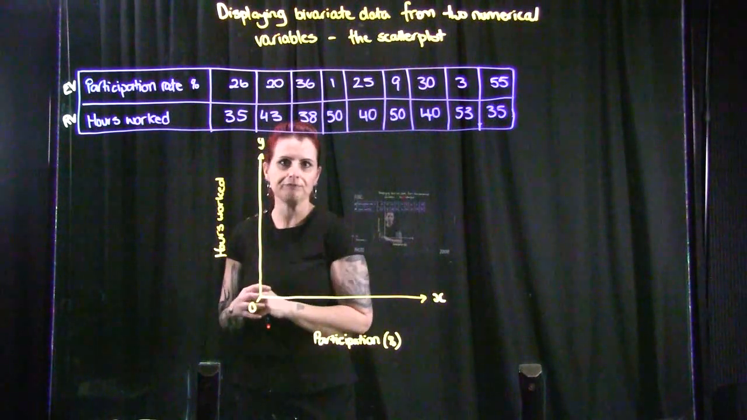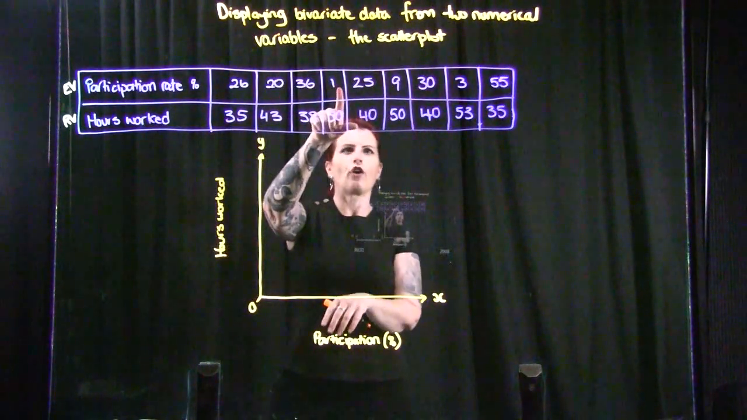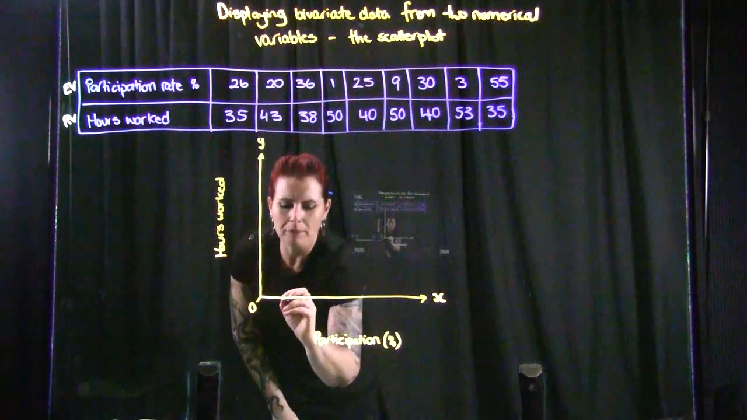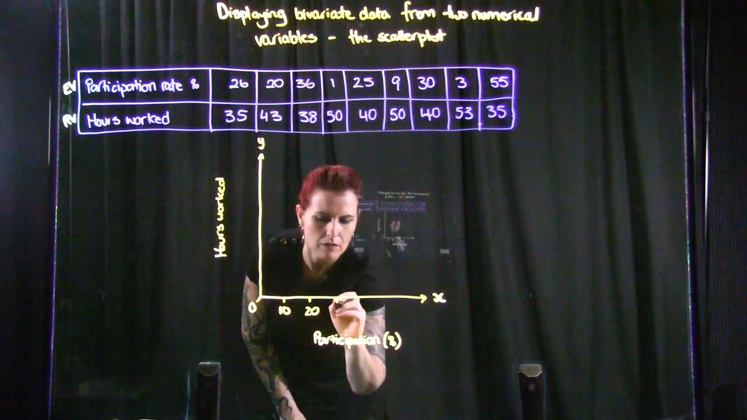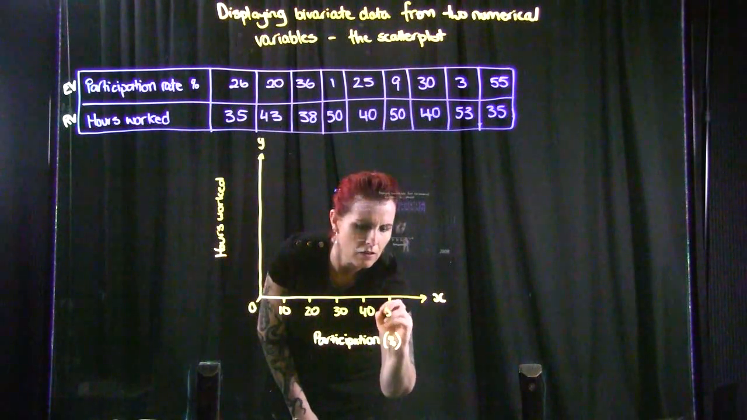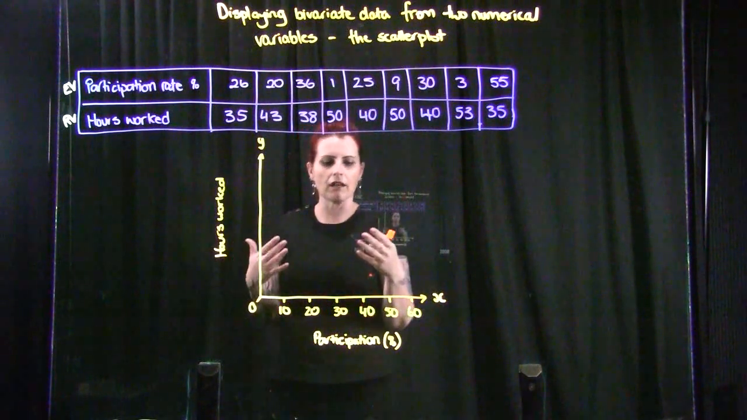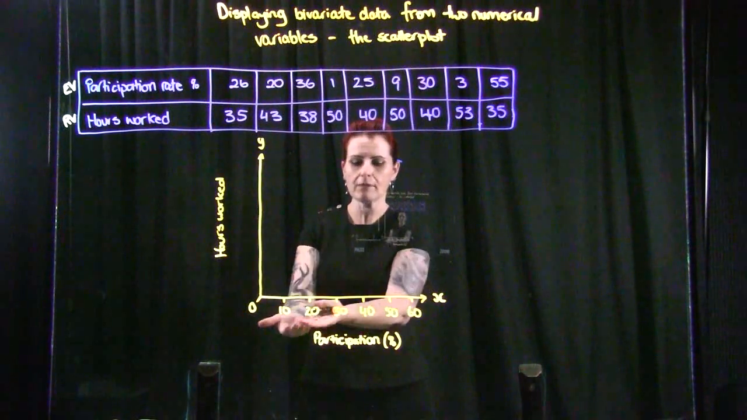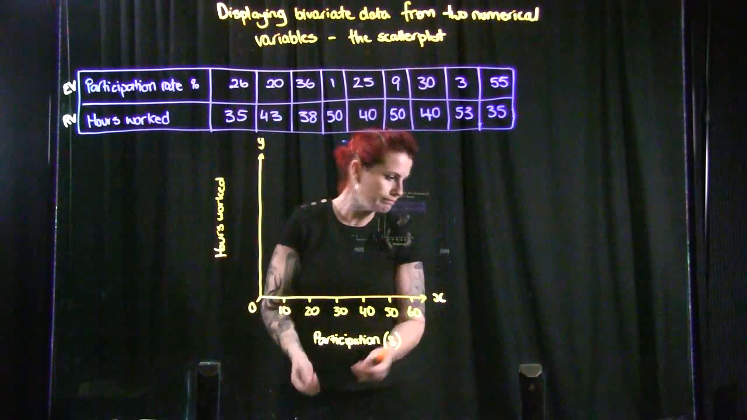Next I need to do a scale. Now I have 0 here. If I go along the bottom here, I have a look at my participation rate. I go from 1 through to 55, so I'm going to go up in tens. Now whatever you choose, you just need to make sure you go up in an even scale. So they don't need to be the same scale on both axes, but this axis down the bottom here, if I'm going up in tens, I start at 0 and I go up in tens.